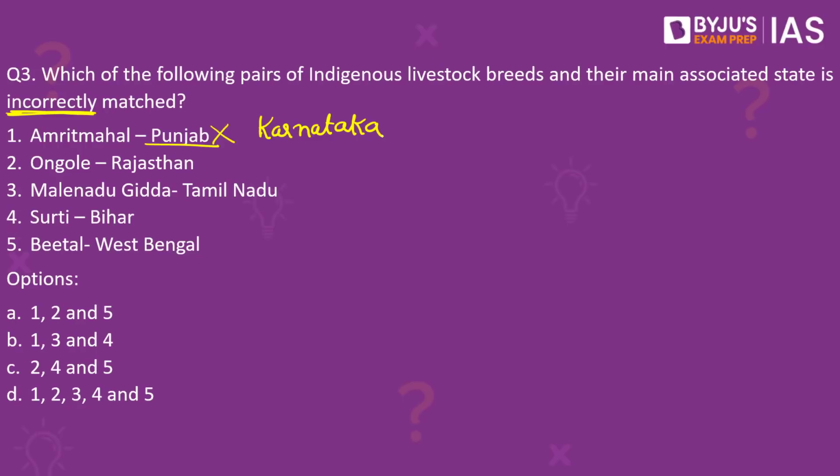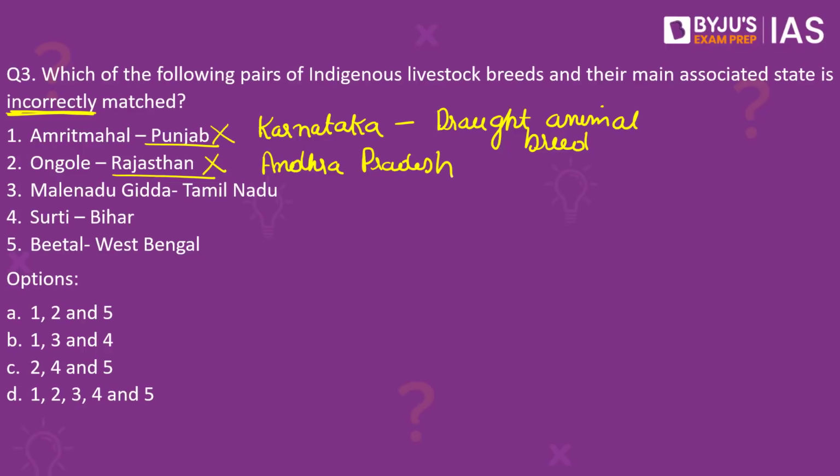It was initially used for transporting equipage during war times. It is a well-known draught animal breed. Moving on to Ongole. Ongole is believed to have originated from the Prakasham district of Andhra Pradesh. This breed is known for its resistance to foot and mouth disease as well as the mad cow disease.